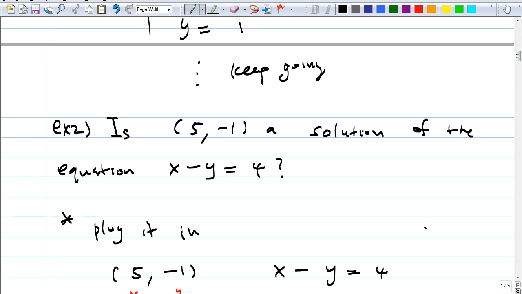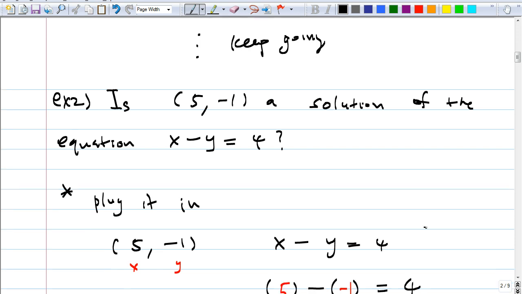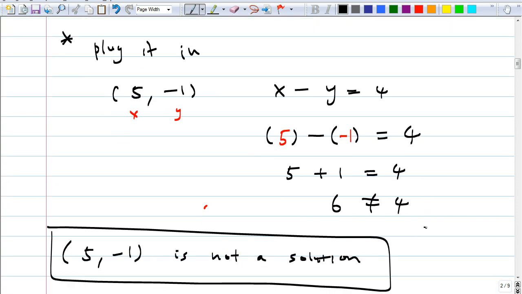Why not? Yeah. Because for y, if you put in -1, it'd be positive because it's already negative. Right. You get 6. Don't you? 6 doesn't equal 4. So what should I write? Yeah. That's right. Some of you said no solution. That would be wrong. You have to write it this way: (5, -1) is not a solution, like Kristen said. If you say no solution, then you'll be wrong.